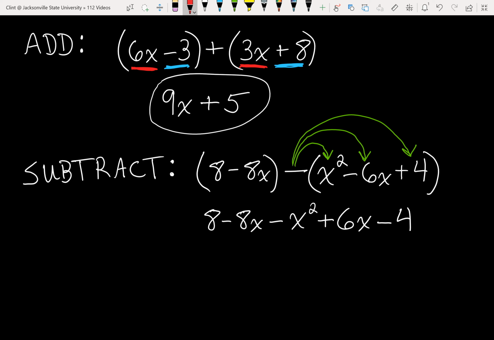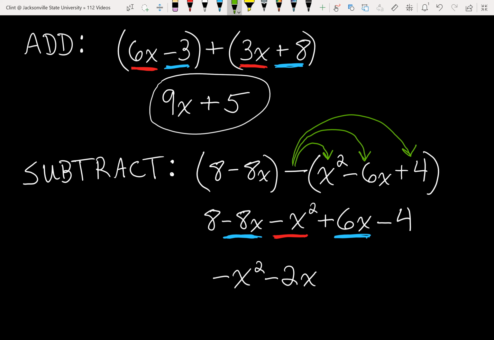So let's see what like terms we have. What stands out to me is we have an x squared term, and this is our only one, so we don't have anything to combine it with. So I'm going to write it down, negative x squared. And then if I go down kind of in order, we'll talk about the order next time too, here we've got negative 8x plus 6x, two x terms. When we combine those, negative 8 plus 6 is negative 2x.